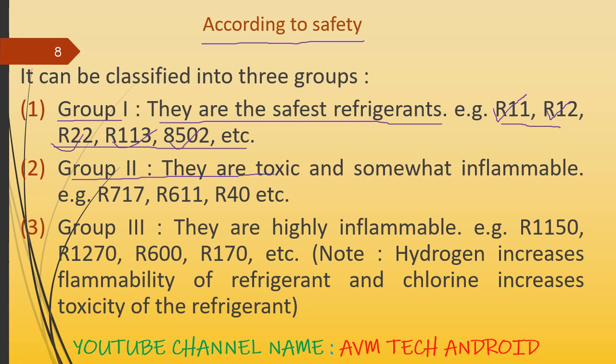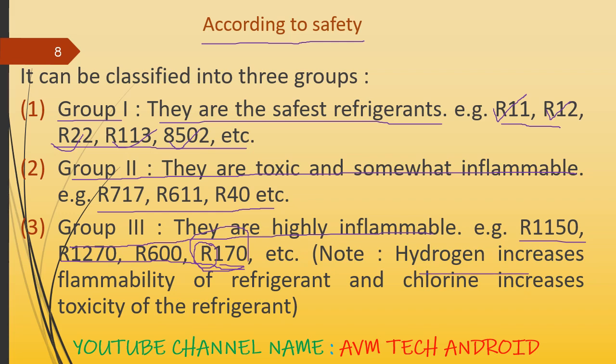Group 2, they are toxic and somewhat inflammable, that R717, R611, R40, etc. Group 3, very dangerous, you can see they are highly inflammable, R1150, R1270, R600, R170. Here this R, that stand for refrigerant and this is number. So how to convert this number into chemical formula, or how to convert the chemical formula into this number, in the next few slides we are going to discuss.